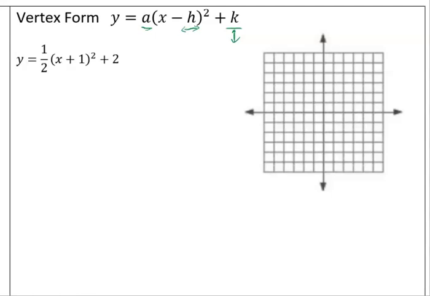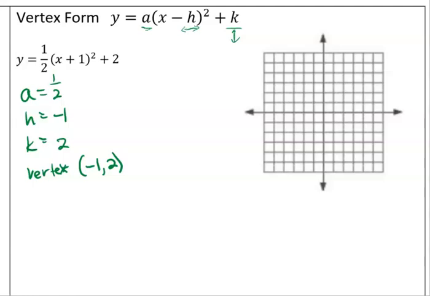So when we look at this, the first thing we want to do is identify A and H and K. So A is 1/2. H, it says +1, but we know it's the opposite of what it looks like. So H is -1 and K is +2. And then our vertex is just H comma K. So our vertex is -1, +2.